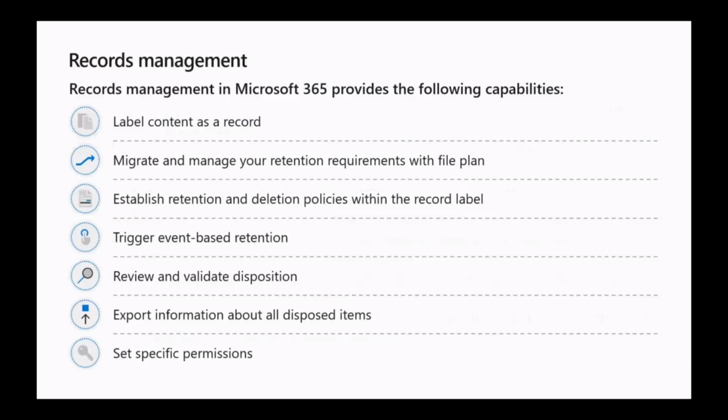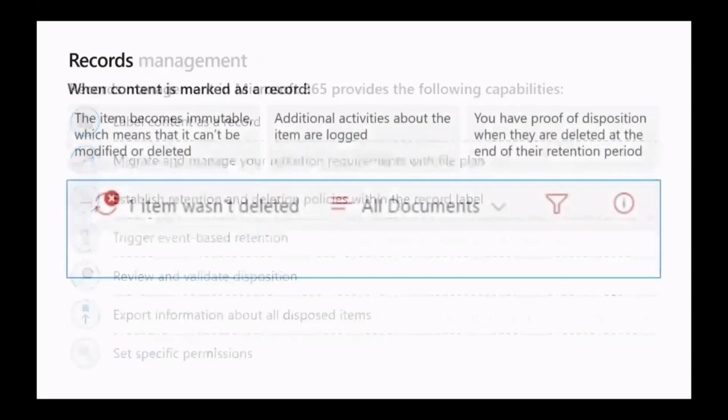You can also review and validate disposition: what you're going to do with this information when it has reached a certain stage in your lifecycle process. And also, if you want, you can explore information about all disposed items. You can create a report in short, okay? And you can set specific permissions depending on the type of file, the author, the location, the content, the size, the age, and so on and so forth, okay? Well, I'm getting a little ahead of myself.